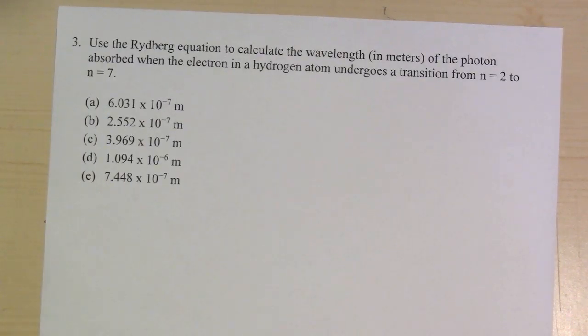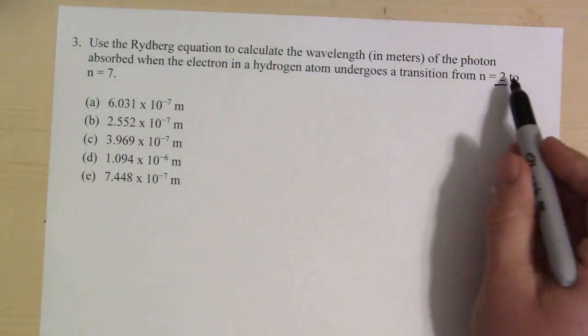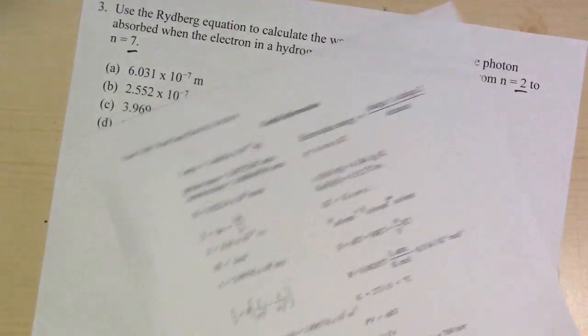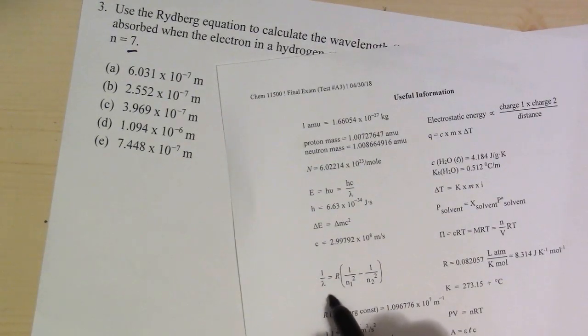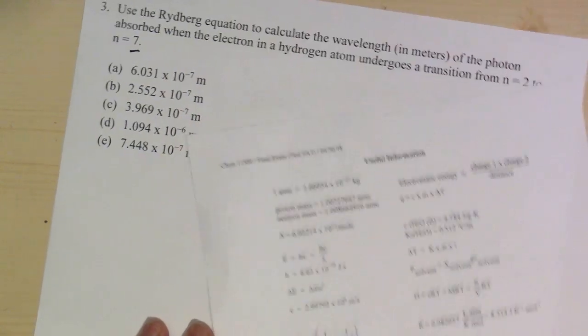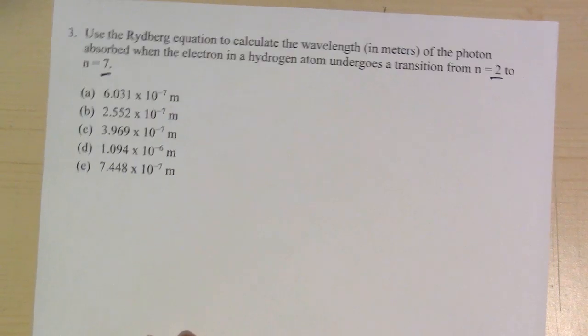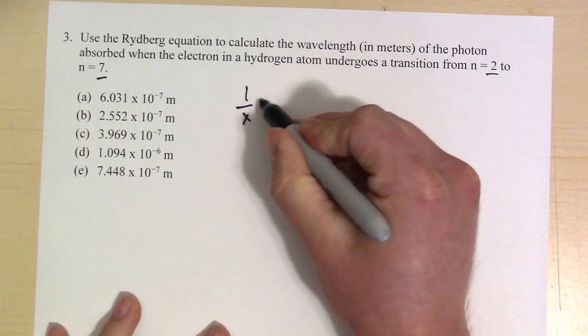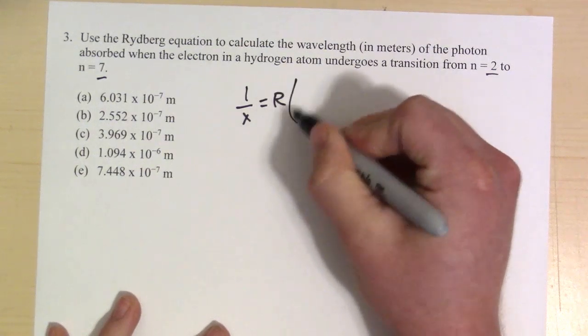Number 3, use the Rydberg equation to calculate the wavelength in meters of the photon absorbed when the electron in a hydrogen atom undergoes a transition from n equals 2 to n equals 7. So for that, we can look at our equation sheet, find the Rydberg equation, which is here, and we'll also need the Rydberg constant for this problem. So the Rydberg equation, I'll just write out at the top here.